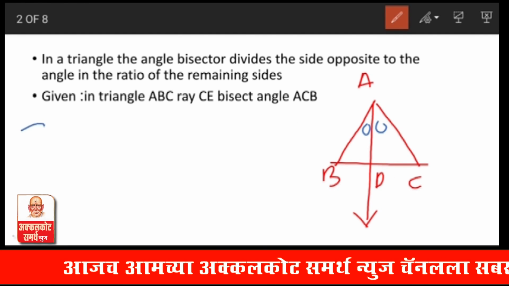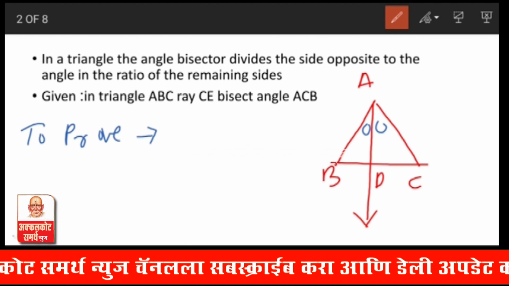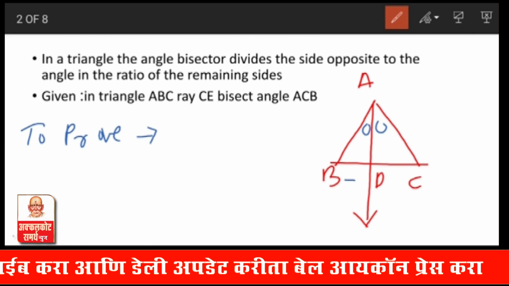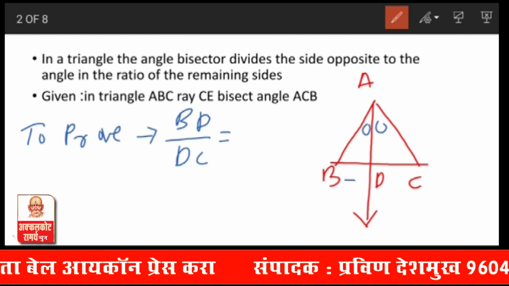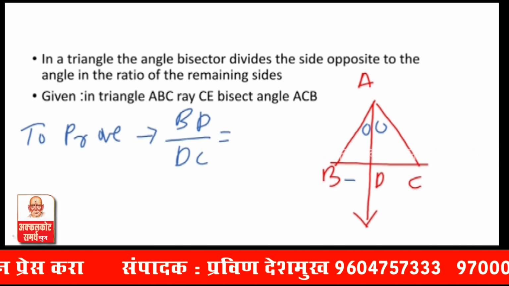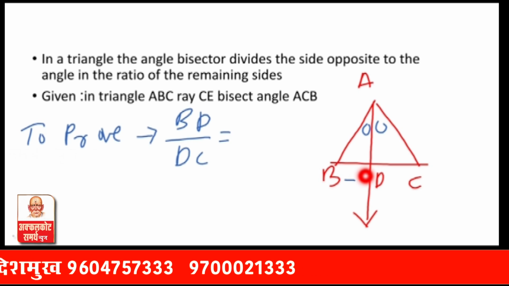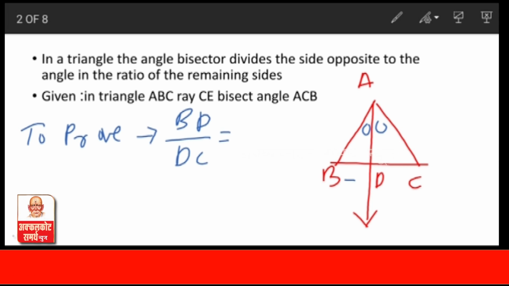So to prove, I will write here, see. To prove: the ratio of the opposite side, that is BD upon DC, will be equal to the remaining sides, which are AB and AC. Here we have taken BD upon DC first, so you have to take AB upon AC, right? So here I will write AB upon AC. This we have to prove.